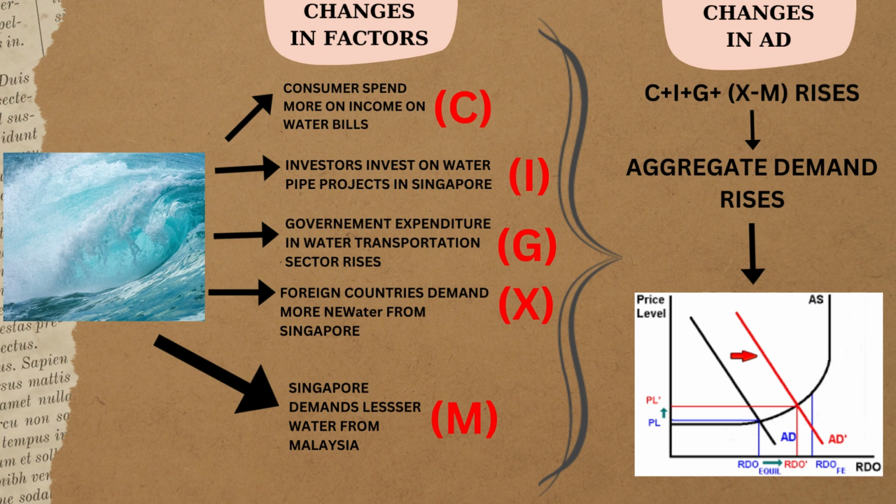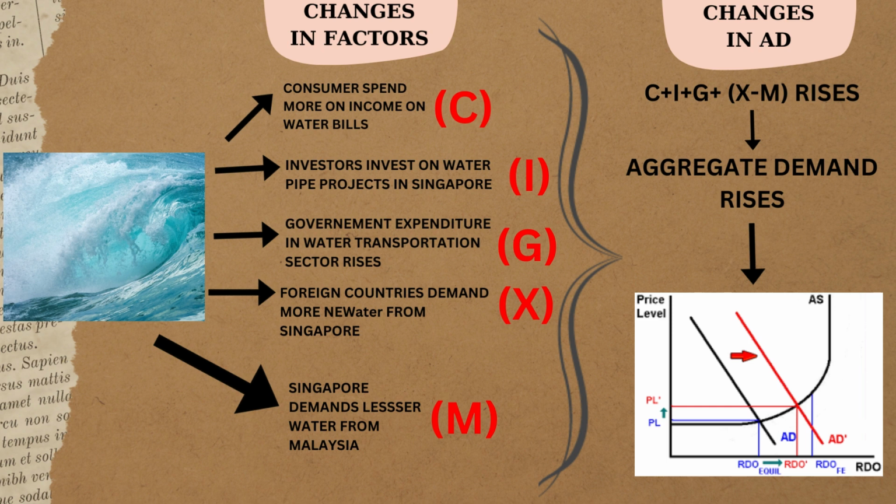And for the foreign market, let's say countries demand more new water from Singapore. You know, Singapore is already famous for new water, which people used to call toilet water, right? Now all the countries are demanding more of the new water, so the demand for new water increases. That means Singapore exports more new water, so the export revenue rises. And lastly, Singapore demands less water from Malaysia. Singapore has its own desalination plant and its own new water, so the demand for import from Malaysia reduces, causing the import expenditure from Malaysia to decrease.